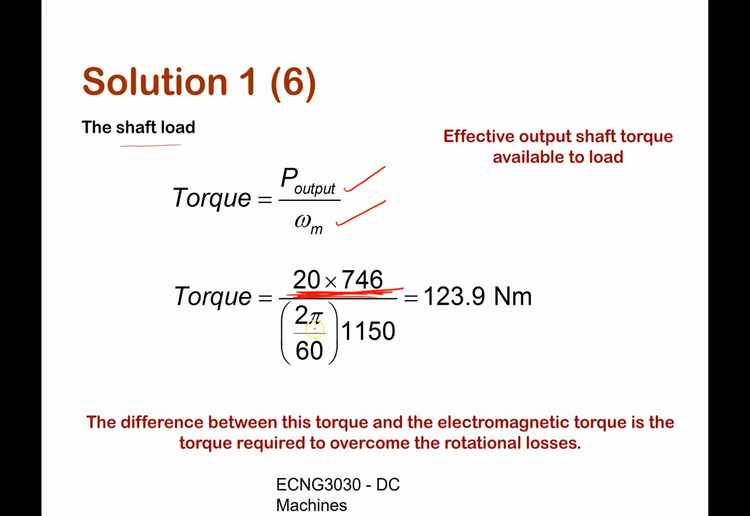So 20 times 746 over omega m, which is 1150 multiplied by 2 pi on 60. Remember, revolutions multiplied by 2 pi. This is the number of radians per minute, and then we divide by 60 to get radians per second. That gives us 123.9 Newton meters.